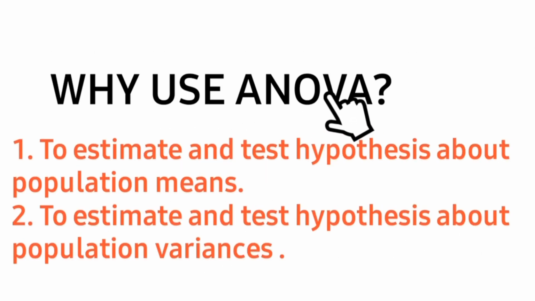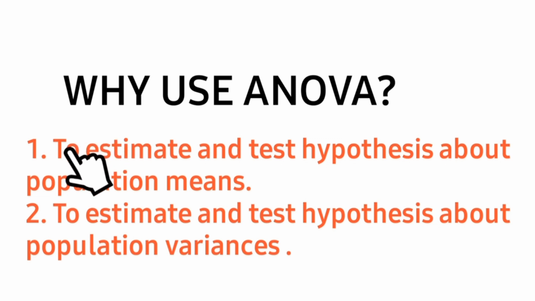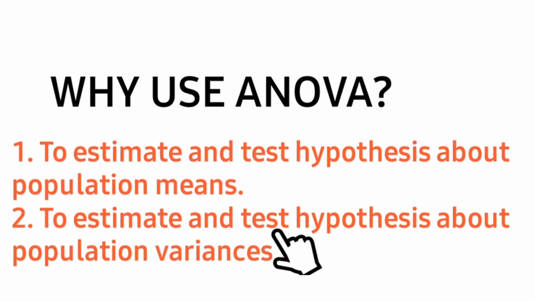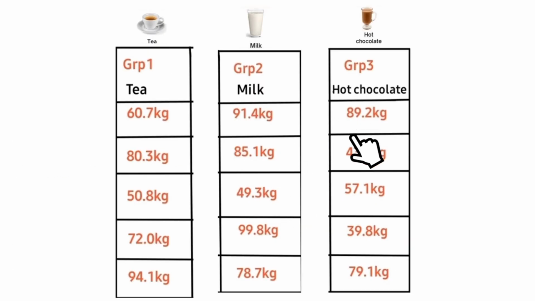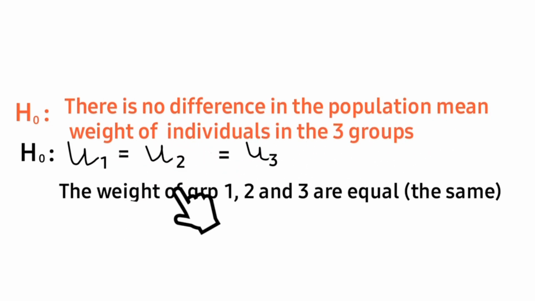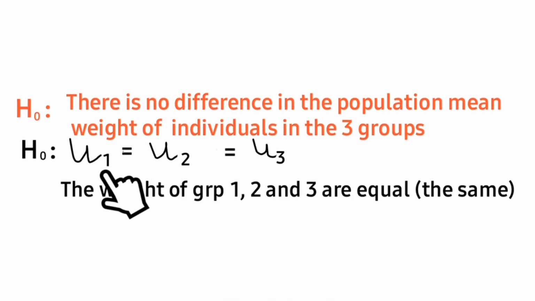Why use ANOVA? ANOVA is basically used for two purposes: to estimate and test hypotheses about the population mean, and to estimate and test hypotheses about the population variance. The hypotheses for this set of data will be: the first one is the null hypothesis, represented with H0. This hypothesis states that there is no difference in the population mean of individuals in the three groups. That is, the weight of individuals in group 1, 2, and 3 are equal. This implies the population mean in group 1 equals the population mean in group 2 and that of group 3.